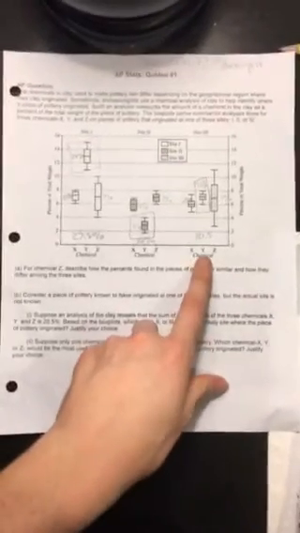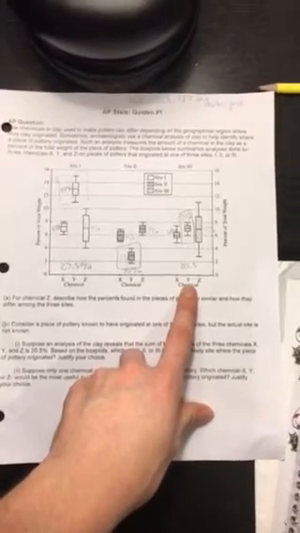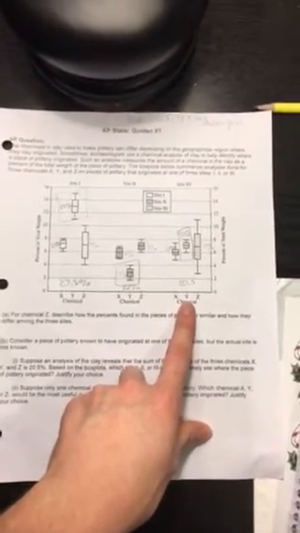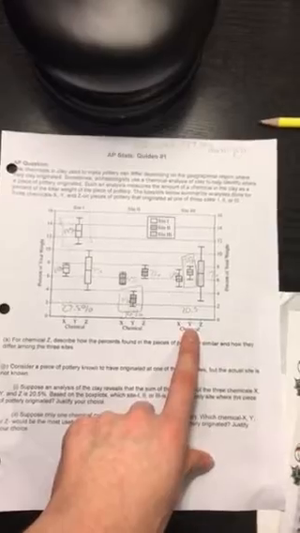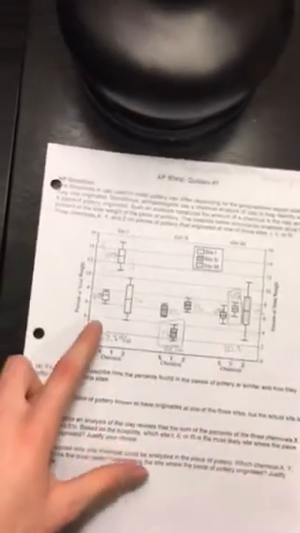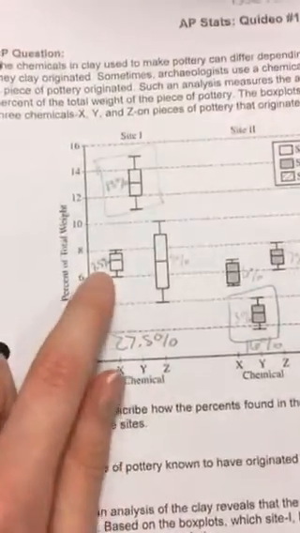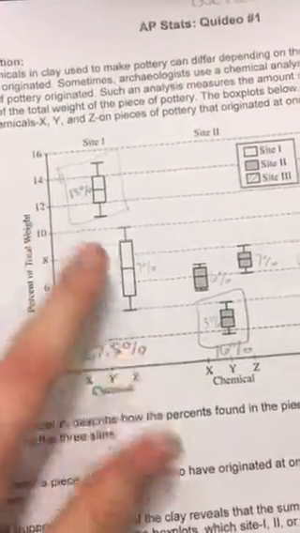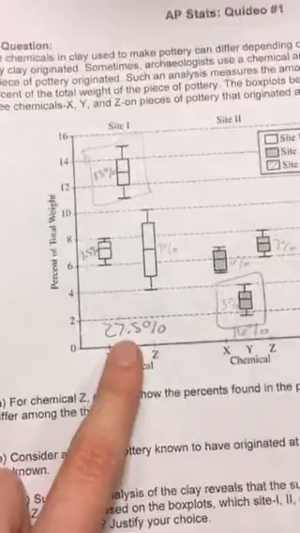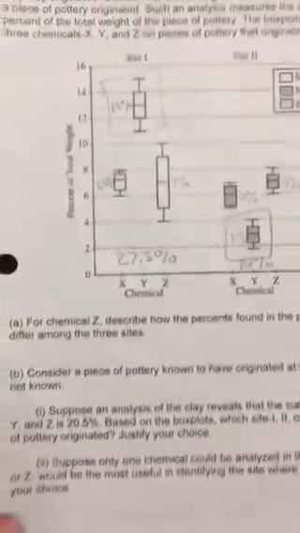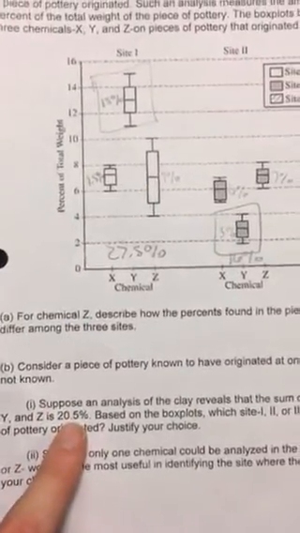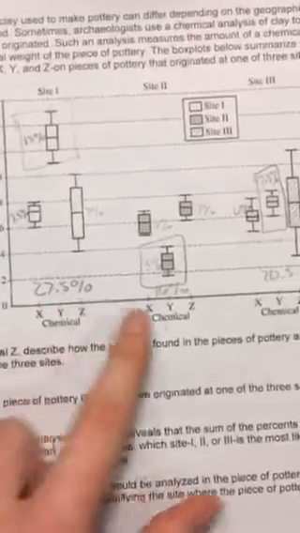So I said site 3 is most likely the site where the piece of pottery originated because I chose to add up the approximate median percents. So as you can see here, I added up approximately 7.5, 13, and 7 to get 27.5, which is obviously way larger than 20.5. So we can eliminate site 1.